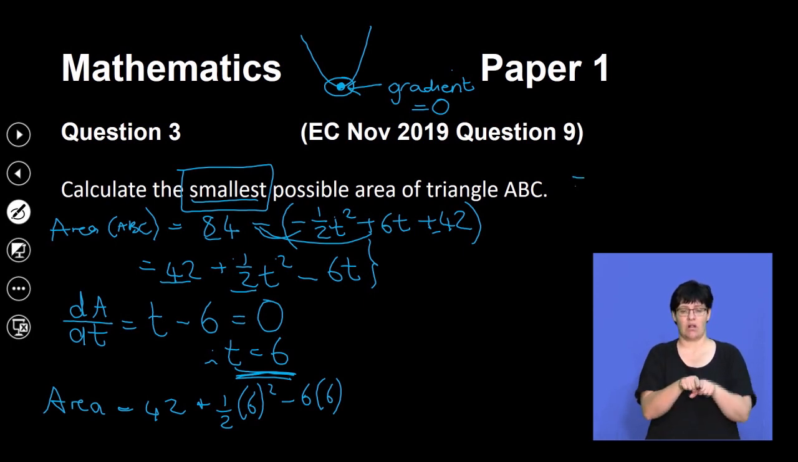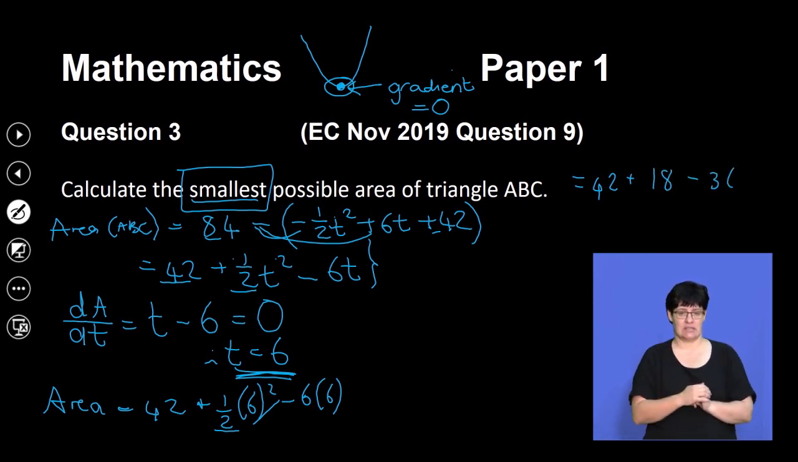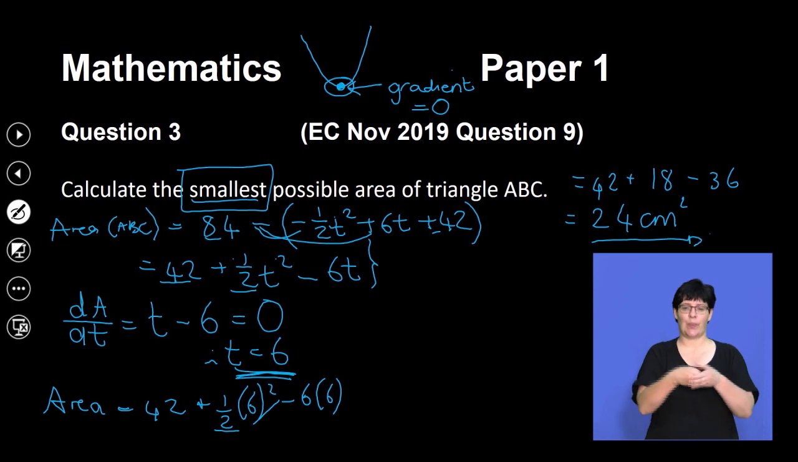So that is equal to 42 plus, all right, my 6 squared gives me 36, and a half of that is 18, and I've got minus 36. You can obviously do this on your calculator, I'm going to try and do it in my head. So we have 42 plus 18 gives 60, and 60 minus 36 gives 24 centimeters squared. And that is the smallest possible area of the triangle.